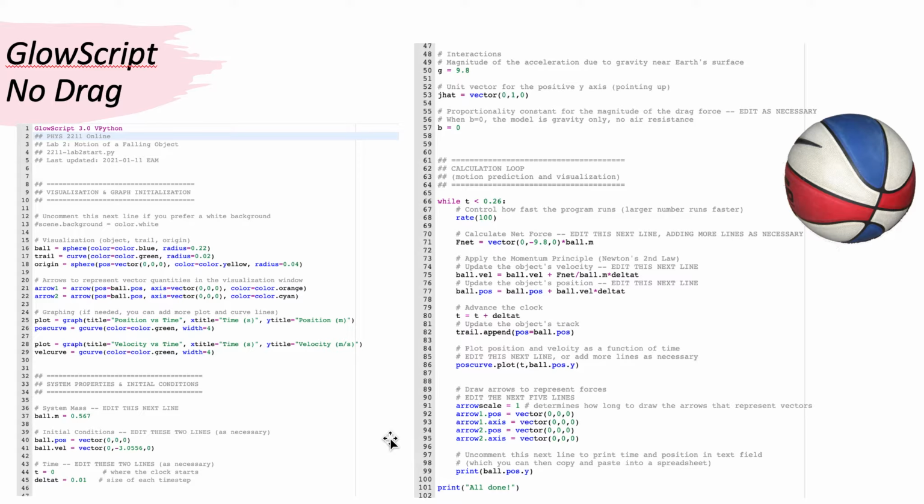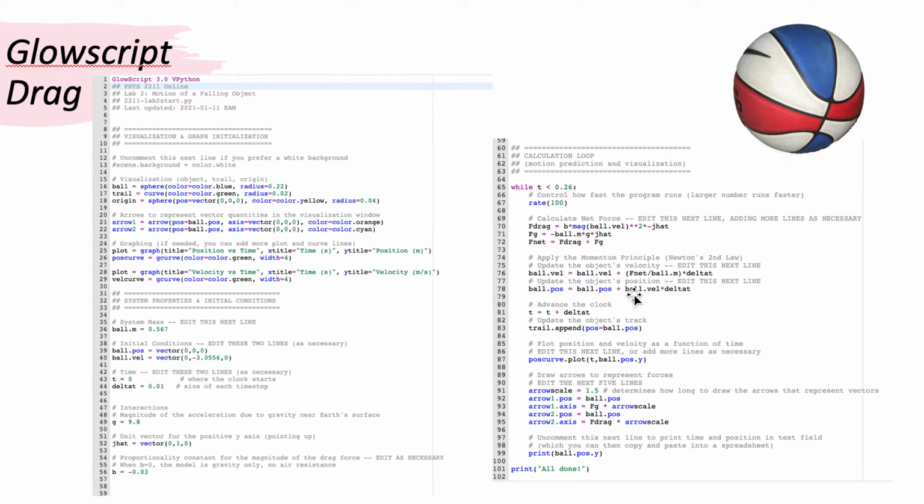So without taking drag into account, the most important thing was that the proportionality constant was 0, and I changed the time span and the ball velocity equation and the ball position equation just to make sure that it was taking into account that the forces were non-constant.